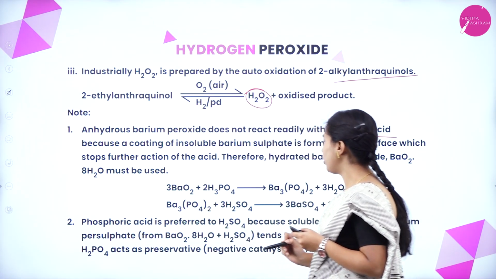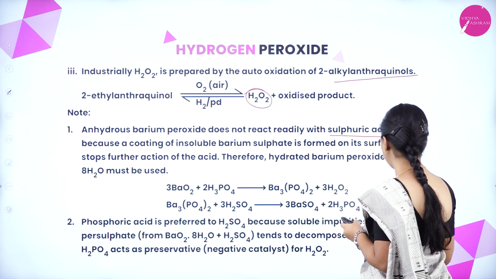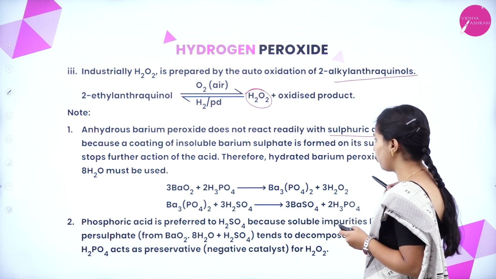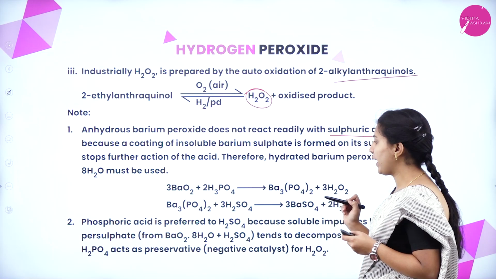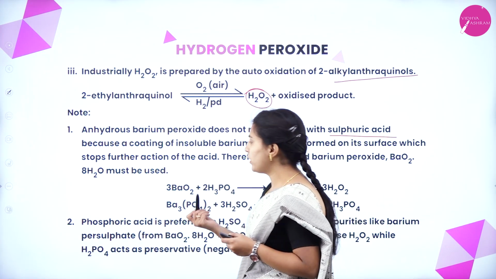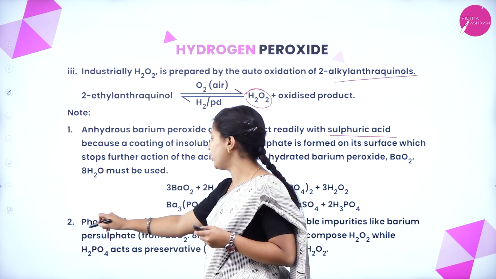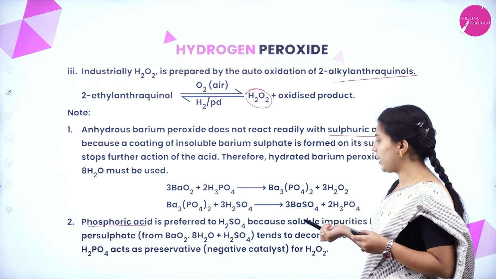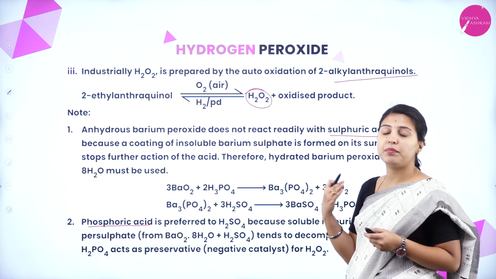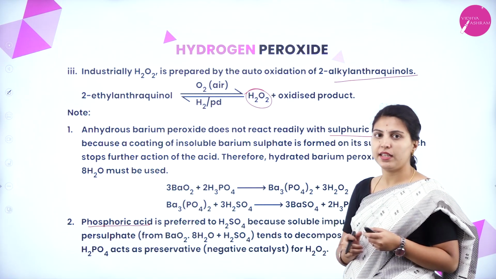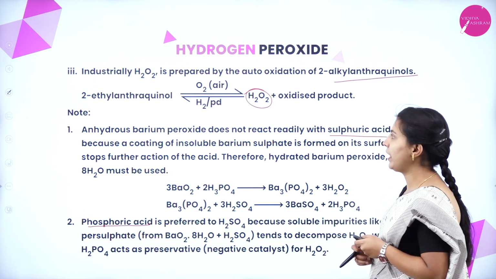Phosphoric acid is preferred to H2SO4 because soluble impurities like barium persulfate tend to decompose H2O2, while H3PO4 acts as a preservative for H2O2. They prefer phosphoric acid more than sulfuric acid because soluble impurities like barium persulfate tend to decompose H2O2. Okay. And H3PO4 will act as a preservative, a negative catalyst.